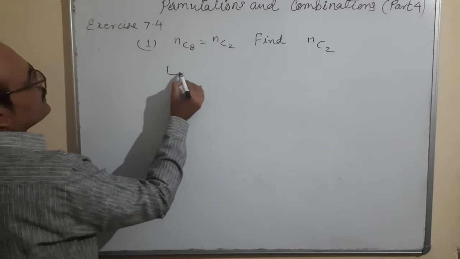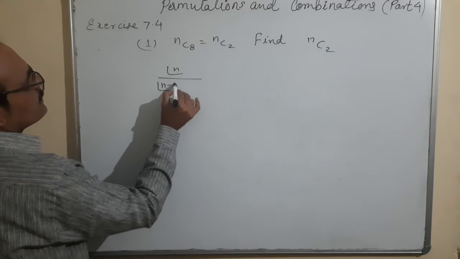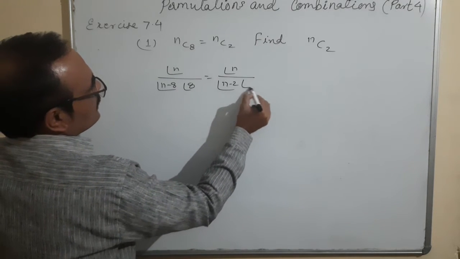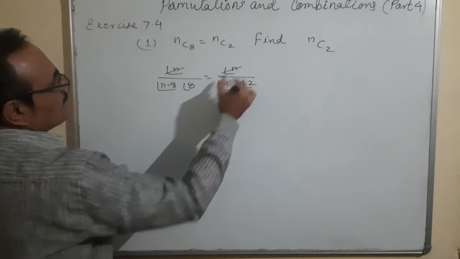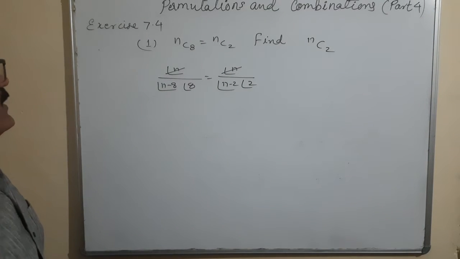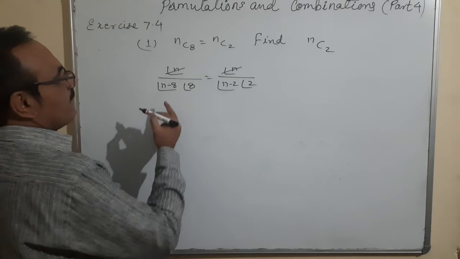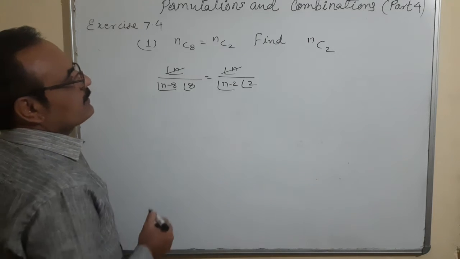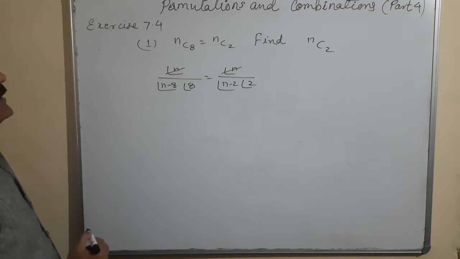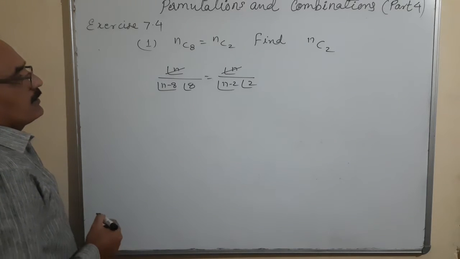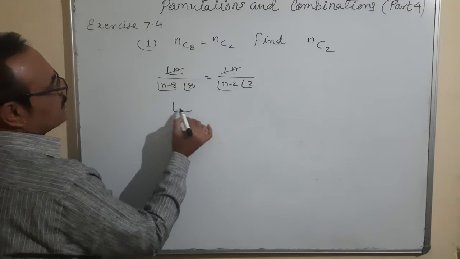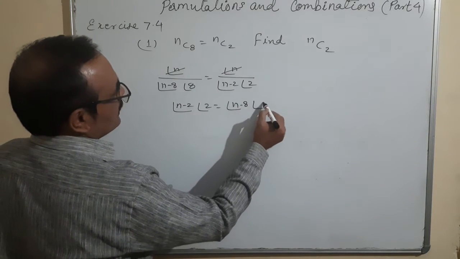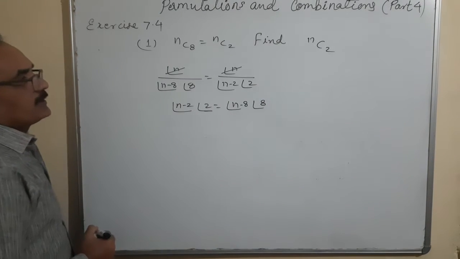We'll use the formula: factorial n upon factorial n minus 8, factorial 8, is equal to factorial n upon n minus 2 factorial 2. They are cancelled. Okay, and now what should be done? May I use the term nC, factorial n minus 8 factorial 8. And actually we are finding the value of nC2. So we'll cross multiply: factorial n minus 2 into factorial 2 is equal to factorial n minus 8 into factorial 8.